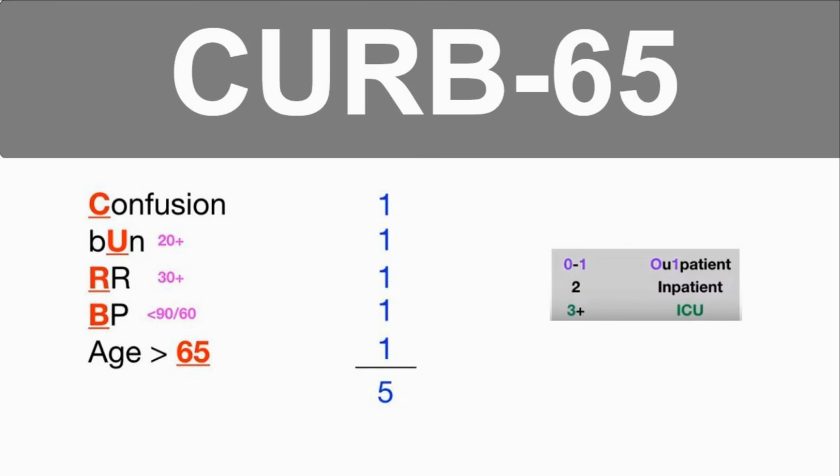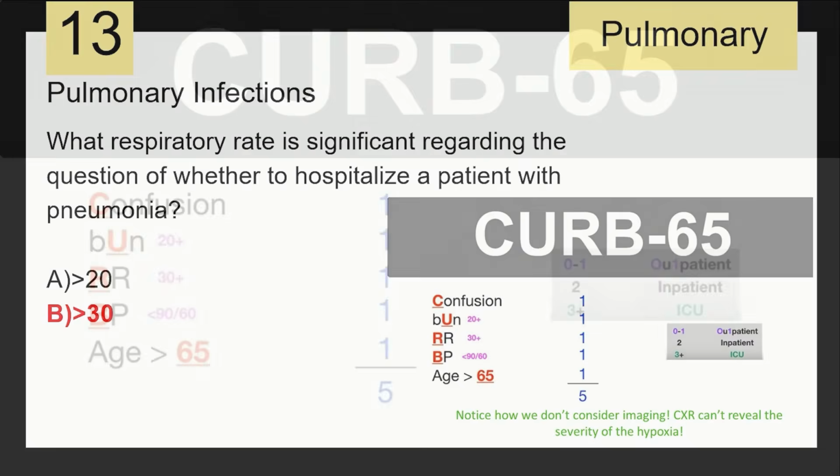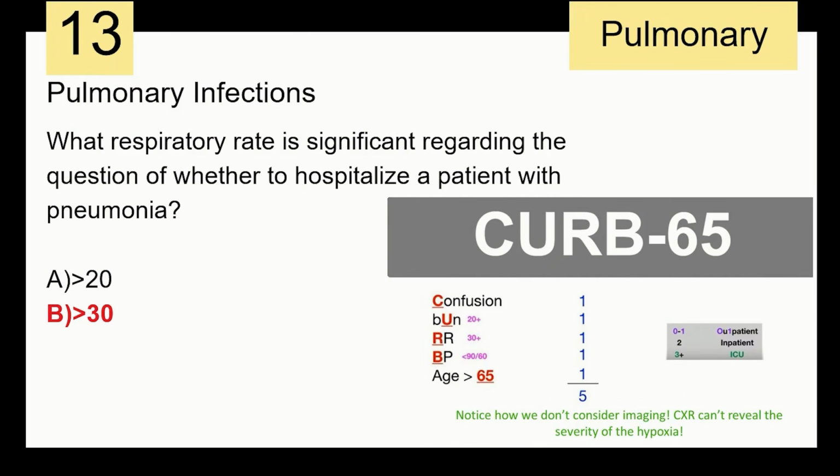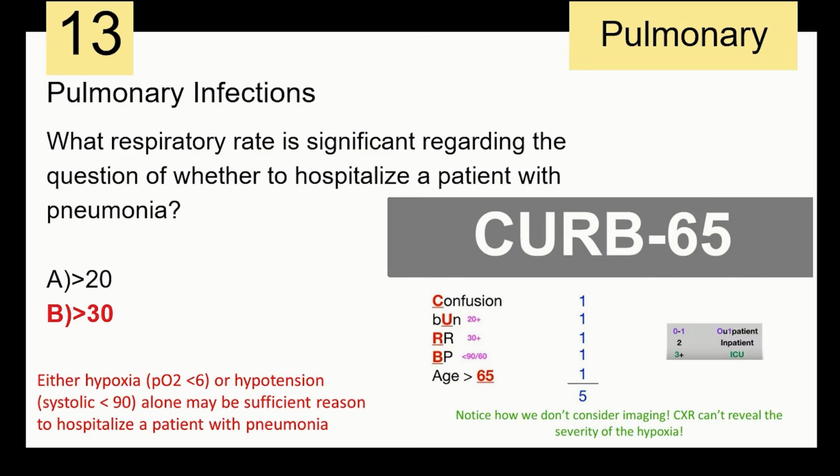And notice in this chart, we don't consider imaging regarding the question of whether to hospitalize a patient. And this is because, for example, a chest x-ray can't reveal the severity of the hypoxia. We need the lab values, or see confusion. Now, I just wrote a note over here that even though, according to CURB-65, technically you need 2 points to be inpatient, in practice, either hypoxia with a PO2 less than 60, this should have been 60, not 6, or hypotension, systolic less than 90, alone would be sufficient to hospitalize a patient with pneumonia because it's getting pretty severe.